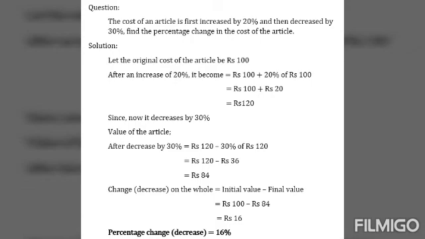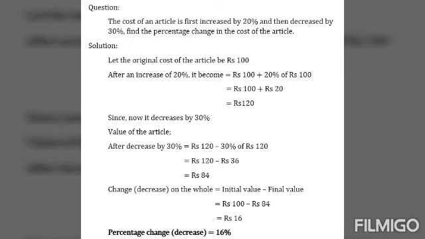Now next question, the cost of an article is increased by 20% and then decreased by 30%. Find the percentage change in the cost of the article. In this question, we don't know the original cost. So in this case, we have to imagine, right? Let the original cost of the article be 100. First it is increased by 20%.